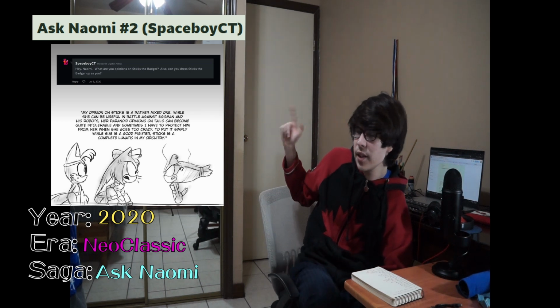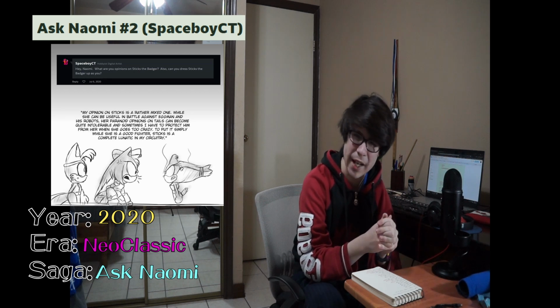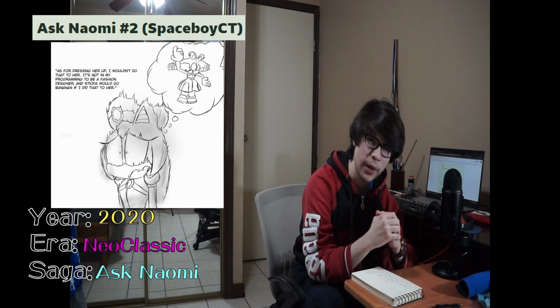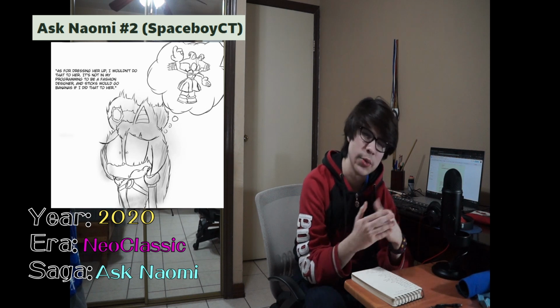61 deviations later, we meet again with the section known as Ask Naomi, and in this post, SpaceBoyCT asks Naomi a favor and a question. The question being, what is her relationship with Styx the Badger? She says that they're cool at times, but sometimes she can go a bit too paranoid and she has to protect Tails after that. Then, SpaceBoyCT asks Naomi if she could dress Styx as herself. No, for one, she's not used to dressing people, and if she were to dress Styx like herself, then Styx would go haywire and cause a huge racket.